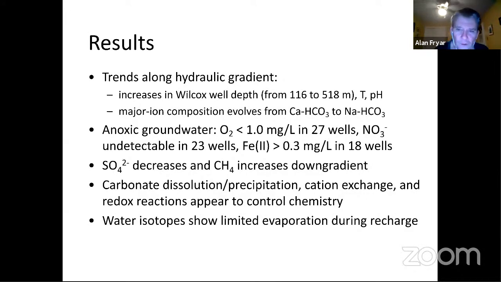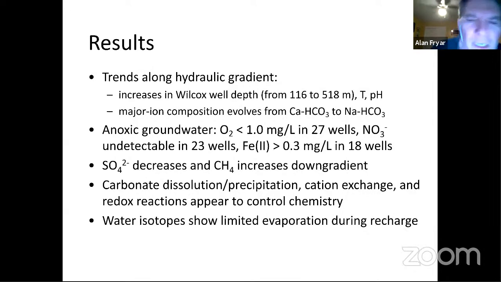So the well depth increased from about 116 to about 518 meters below land surface. Temperature increased, that's just following the geothermal gradient. pH increased, which is indicative of progressive water-rock interaction. Basically, it's a system that's buffered, pH is buffered by reactions with the sediment. The major ion composition evolved. It was bicarbonate dominated, but it started out calcium dominated near the recharge zone and became sodium dominated.